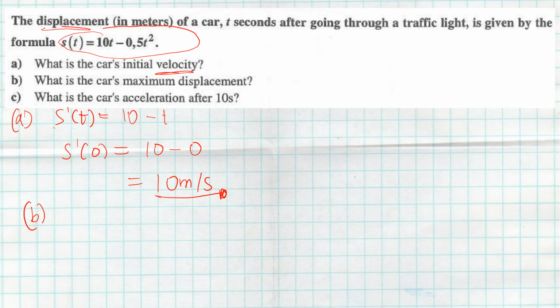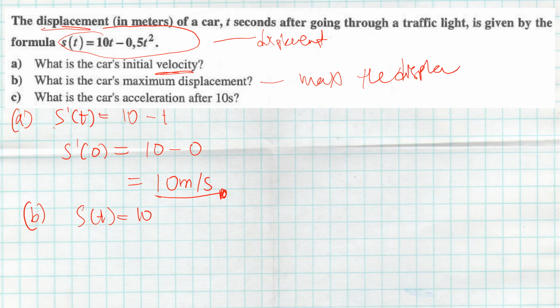What is the car's maximum displacement? You are just given a displacement formula here, and they want the car's maximum displacement. So what do we do in this case? We need to maximize the displacement. Don't forget, we want the car's maximum displacement, and we need to use the ideas of maximizing. What's the first step in maximizing something? We have to write down the equation of that thing. So in this case, we first write down the equation of the displacement.